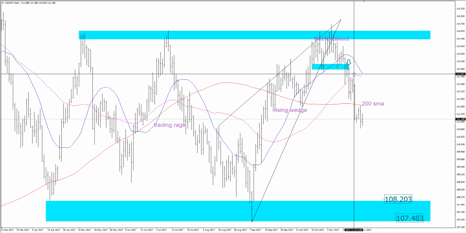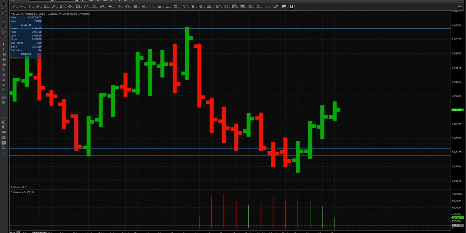So I'm aiming for a 1-to-3 ratio here, and it will be a very good return if the price reaches around the 108.20 area. This is a spot FX chart. If we speak about the futures market, I will just jump into the futures market.